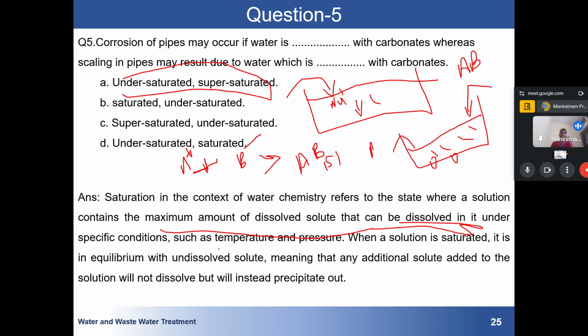Okay, so this is what is written here: the maximum amount of dissolved solute, meaning the maximum amount of A and B that can be added under a specific condition. When a solution is saturated, it is in equilibrium with undissolved solid. So when it has attained equilibrium, addition of solid will not dissolve, but instead it will precipitate out, because the system is saturated with the specific salt that is present in the system.